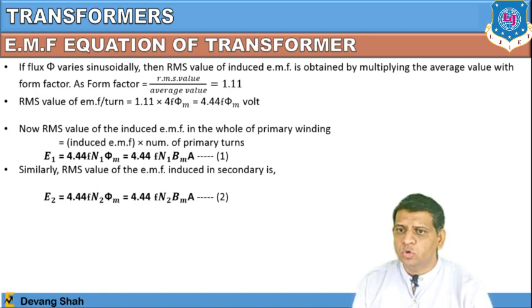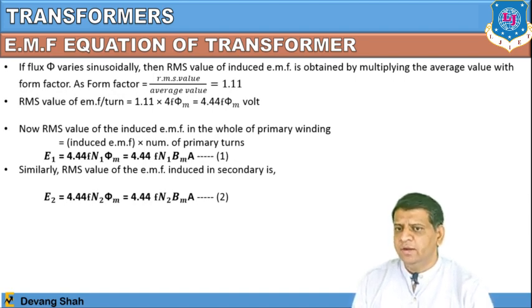and that will also induce an EMF, and we consider that EMF within the same terminology. So here the RMS value of the induced EMF in the secondary winding we define as E2, and E2 is equal to 4.44 into frequency into number of turns of the secondary winding N2 into magnetic flux density Bm into area A.